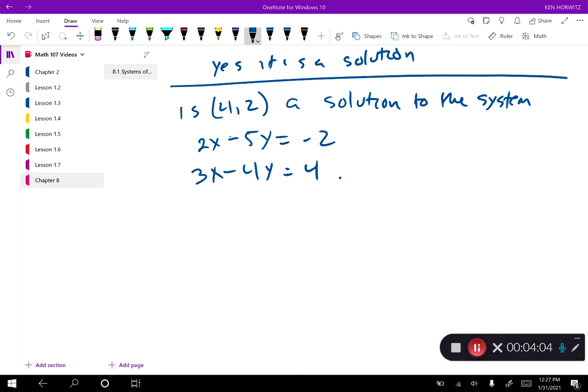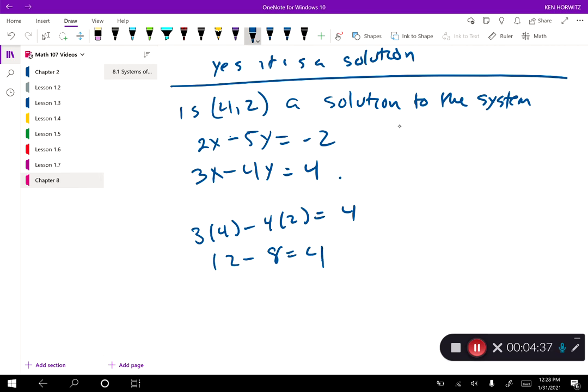All right, so hopefully you plugged it in, and you noticed that 4, 2 is indeed a solution to the first equation. However, it is not for the second. 3 times 4 minus 4 times 2 equals 4. So 3 times 4 is, hang on, 12 minus 8 equals 4. So it is to the second, and let's see to the first.